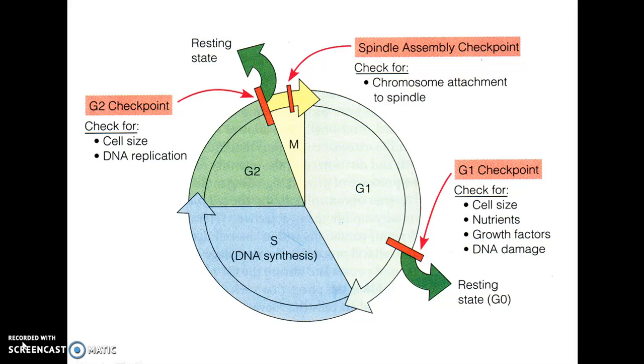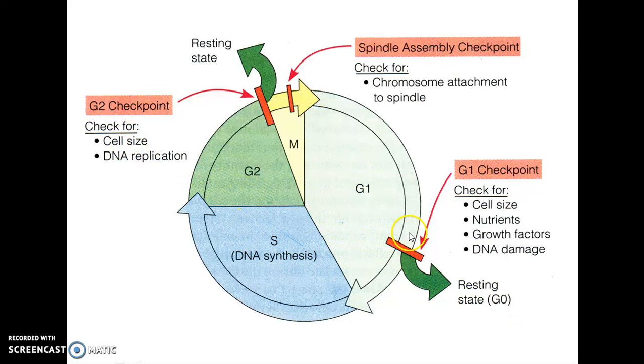Okay, so here we have a diagram just so that it makes more sense to you. So as you can see, there's G1 and G2 and then the M phase. So here we have checkpoint G1, and this checks for cell size, nutrients, growth factors, DNA damage, and if everything checks out, it will go into checkpoint 2. But if something's wrong, then it will go into a resting state, which is called G0. G0 is just when the cell never gets to divide.